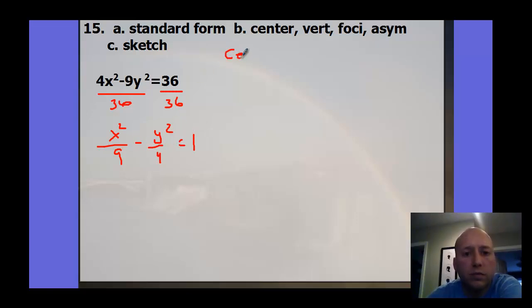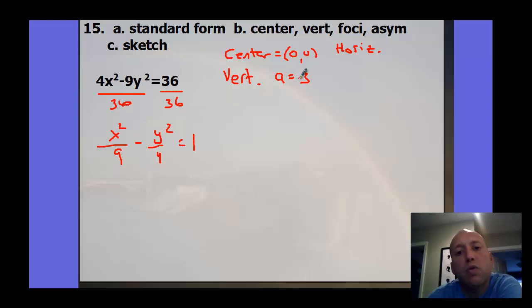And so we still have a center that is 0, 0. We have our vertices that are using our A value, which is going to be 3. So it's going to be horizontal. And so A value 3 means I'm going to move left and right from the x value, because it's horizontal. So it's going to be plus and minus 3, comma 0, our actual vertices.